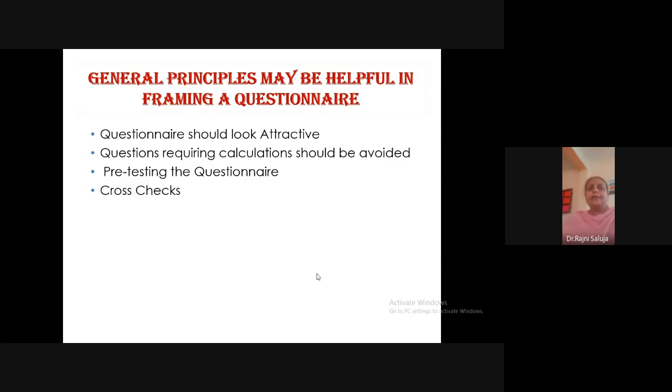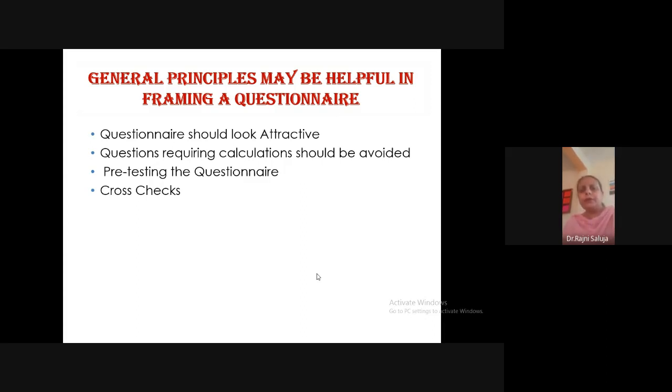Then next, last but not the least, there comes the cross-check. Cross-check means that within the questionnaire, when we are asking the questions to the respondents, we put the same question in some other way around. We have changed the wordings.